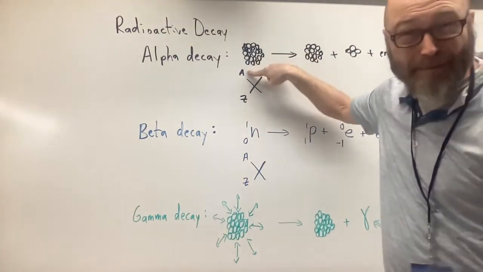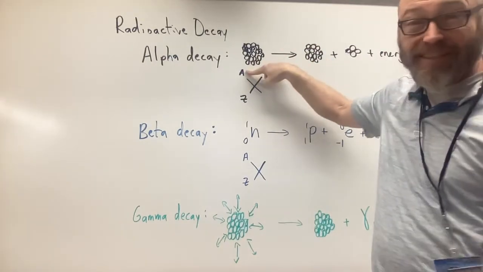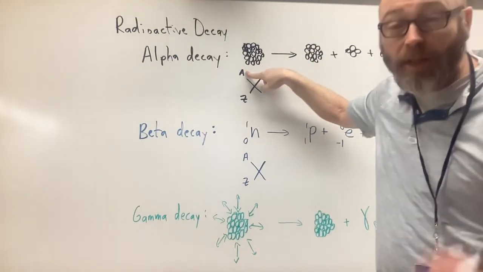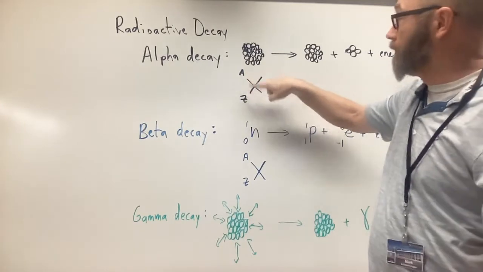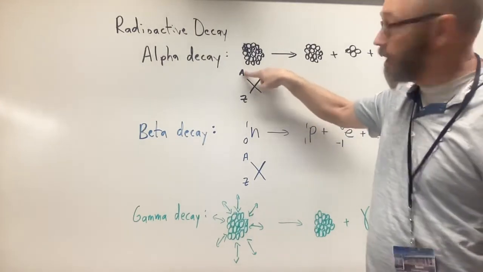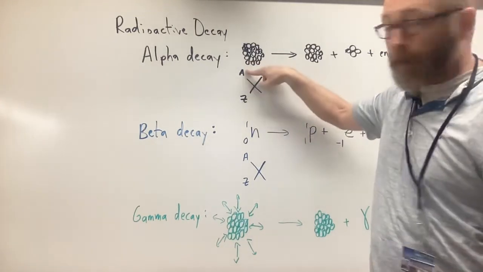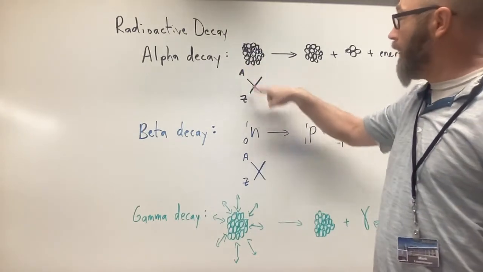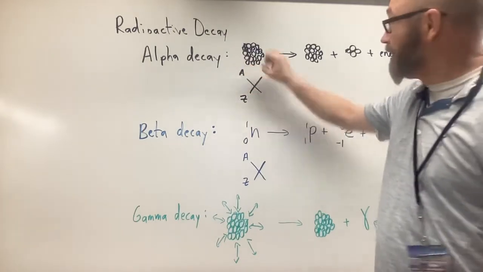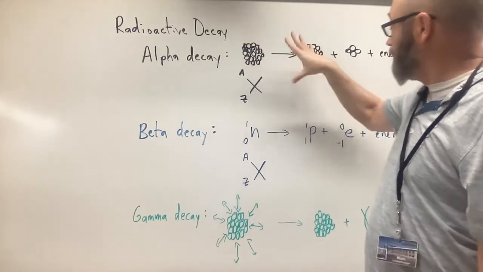This is your atomic mass. The atomic mass is the number of protons plus the number of neutrons. So if you add up the protons and neutrons, that's what you get. Atomic number, atomic mass, okay? And what happens is this nucleus is unstable, so it literally breaks apart.